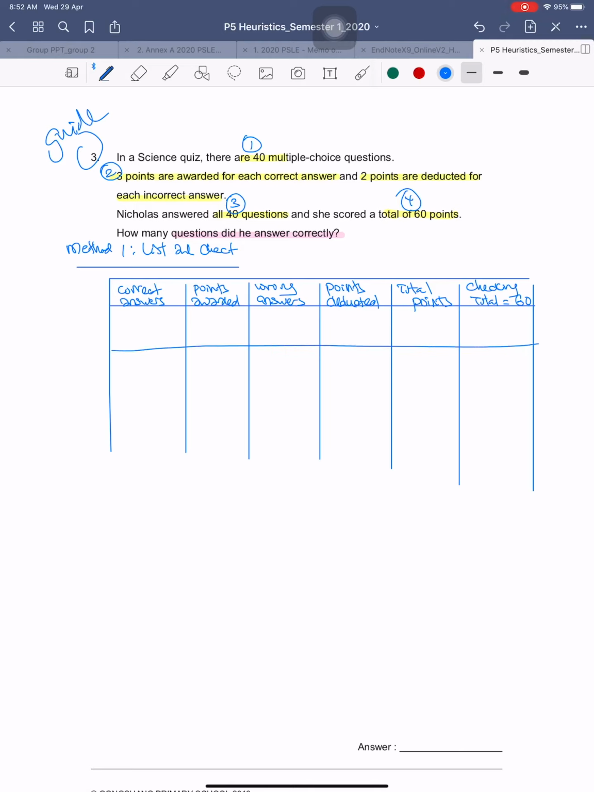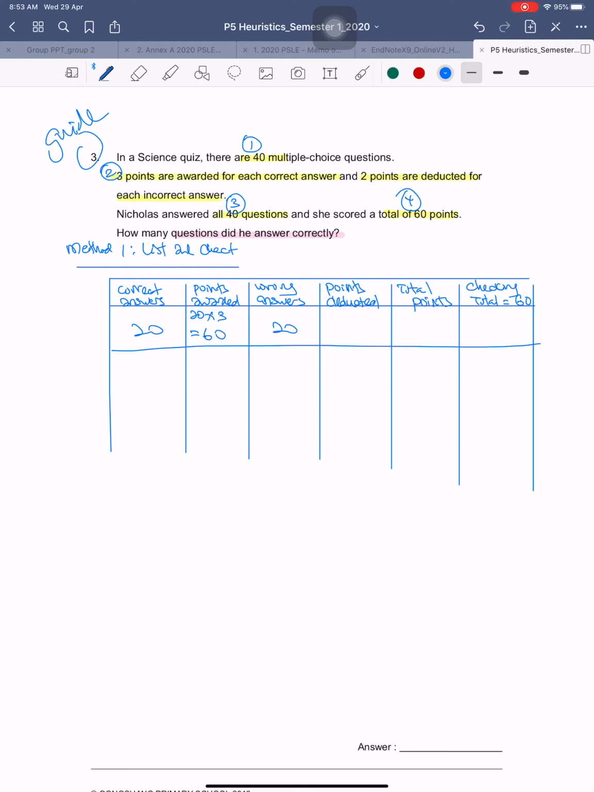So let's look at the first entry. Since it is 40, let's divide it into 20. Usually this is what I do. I know 20, I divide into halves, so that I know later on whether I need to increase or decrease, based on the total points. Now if he has answered 20 questions correctly, condition number 2 says 3 points awarded, so 20 times 3.